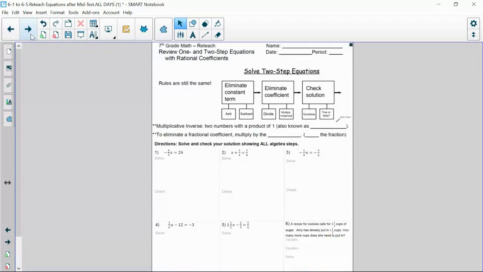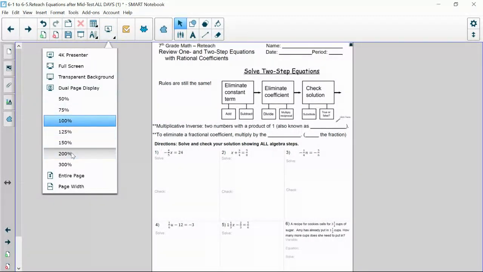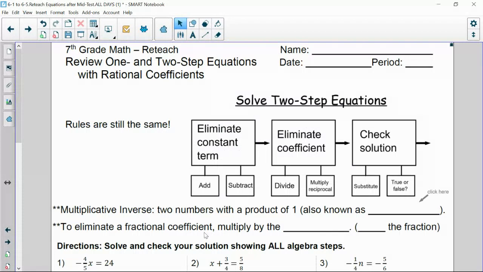Okay. So today we are going to focus on rational coefficients and rational constants. Remember, the coefficient is the number that is being multiplied, and the constant is a number that is added or subtracted. So here's a nice little flow chart. Remember, you always want to eliminate the constant term first. So that means if you see addition, you're going to subtract. If you see subtraction, you're going to add.